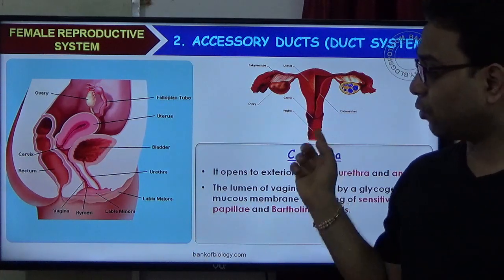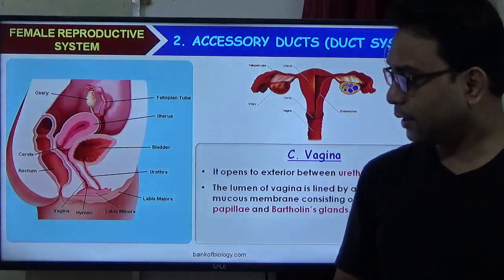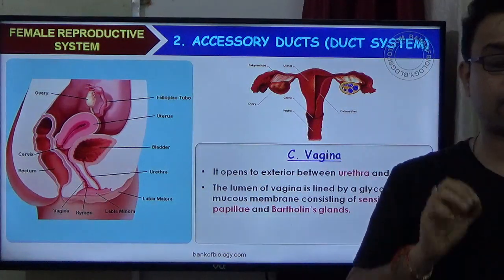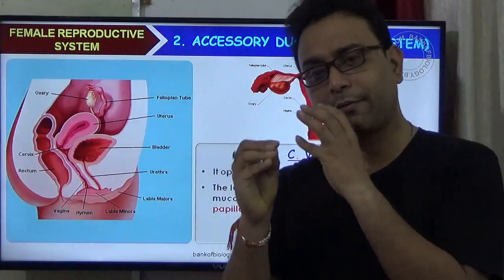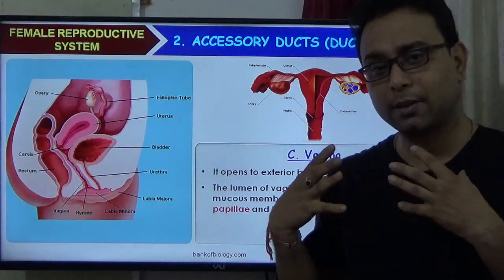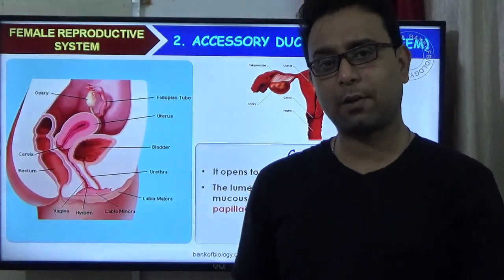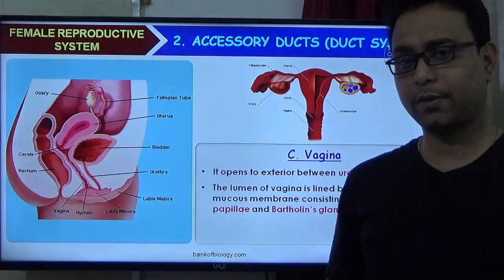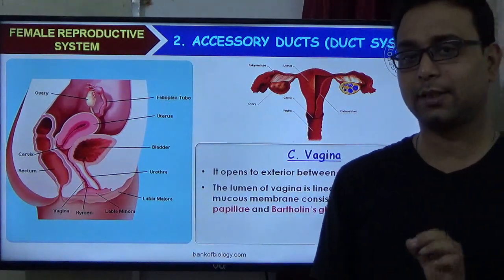And you know, when you observe here, there are most importantly sensitive papillae. That means they have nerve endings. So it has lots of sensitivity, lots of sensation power, because the sensitive papillae are present there.